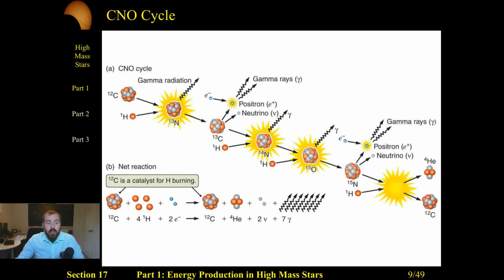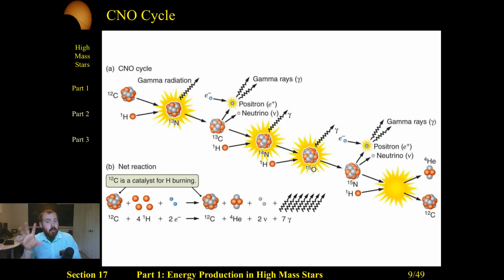So another way of saying this is that carbon acts as a catalyst for hydrogen burning. Give yourself carbon plus 4 protons and 2 electrons. You're going to get out eventually carbon, helium, 2 neutrinos, and in total 7 photons. Neutrinos fly straight out. The photons, that's energy that powers the star, allows fusion processes to go.